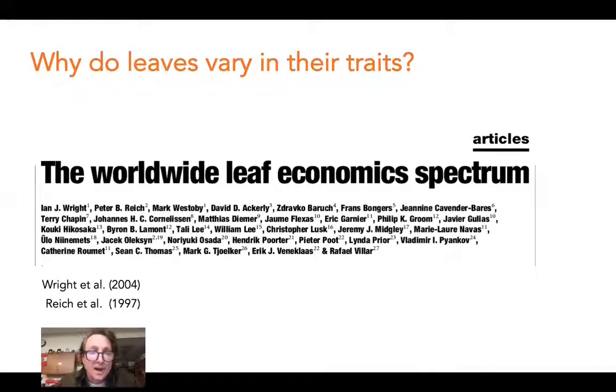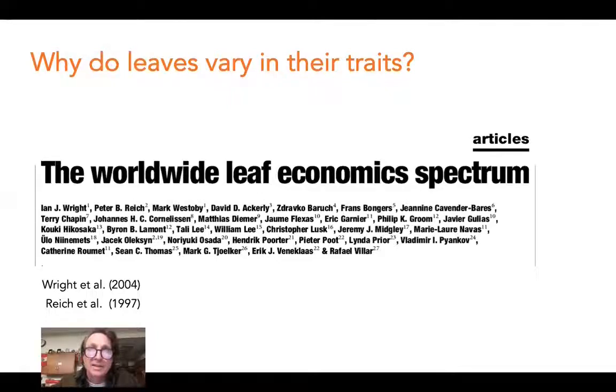So I wanted to highlight at least this paper that probably many of you have already read. And if you haven't, I would definitely encourage you to read this literature. This is a paper known as the Worldwide Leaf Economic Spectrum, published by Wright et al. in 2004. This is an update to the original paper by Peter Reich et al. in 1997. Both of these papers point to a similar set of patterns associated with variation in leaf traits, and this is known as the leaf economic spectrum.